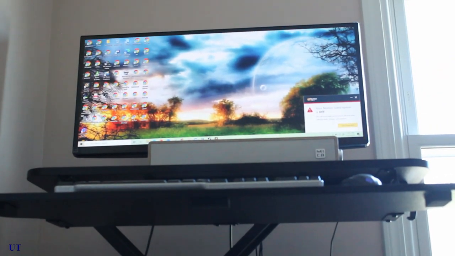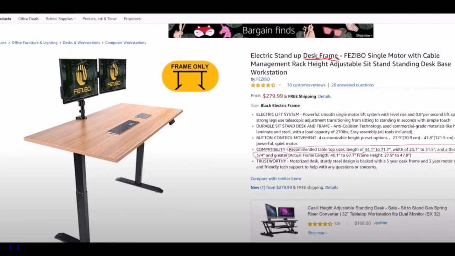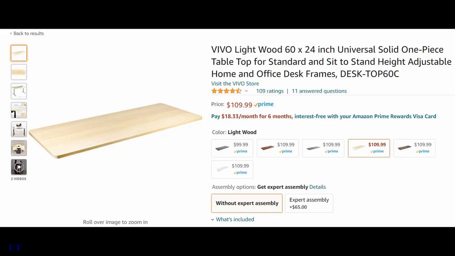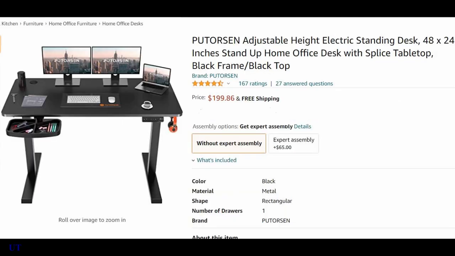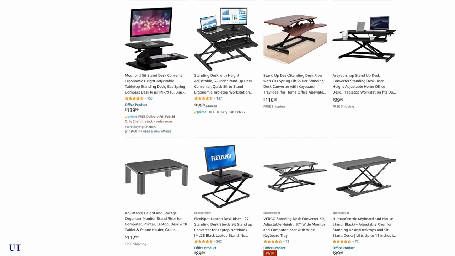Over time, I've noticed the prices coming down for these standing desks. What used to be around $400, with having to purchase the tabletop separately from the frame, you can now get together for around $200, like this one. A desk riser is even cheaper.